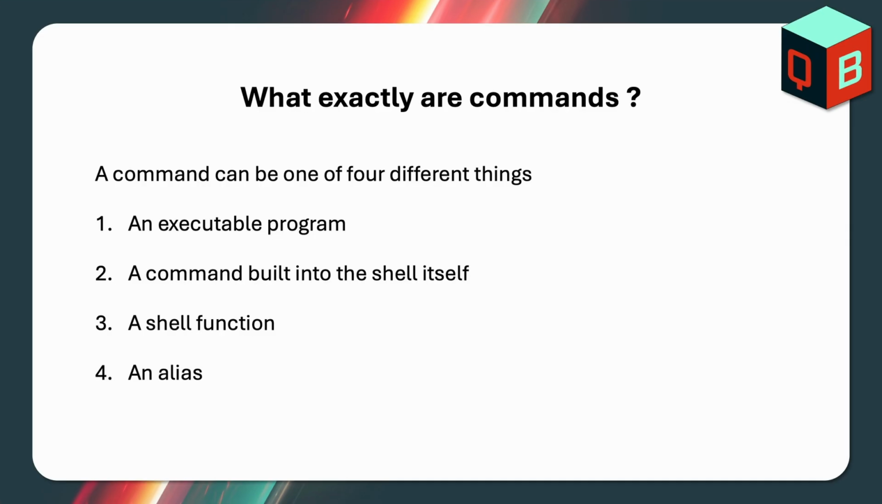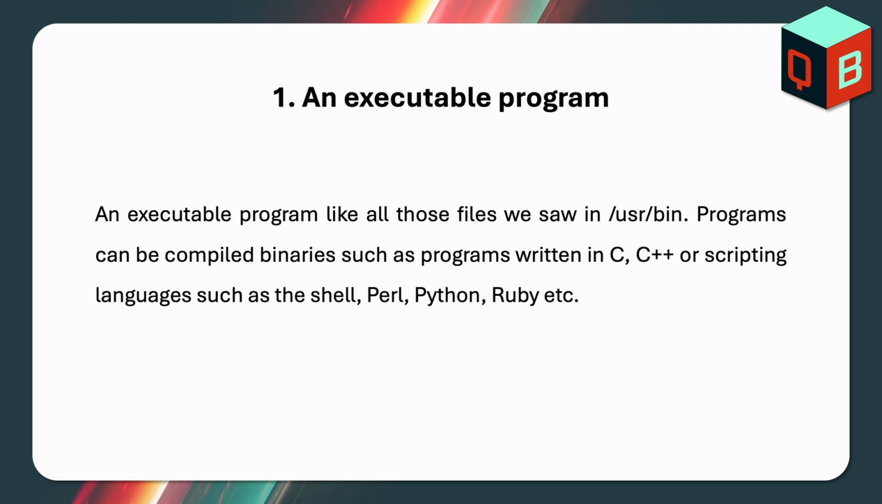What exactly are commands? A command can be one of four different things. Number one, an executable program like all those files we saw in /usr/bin directory. Within this category, the program can be compiled binaries such as programs written in C, C++, or programs written in scripting languages such as the shell, Perl, Python, Ruby, and so on.